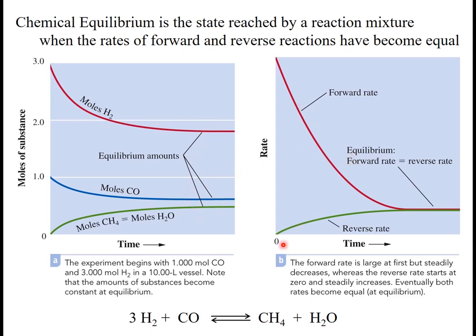So the forward rate versus the reverse rate, when those two basically line up and come to be equal, then that is when an equilibrium is reached.